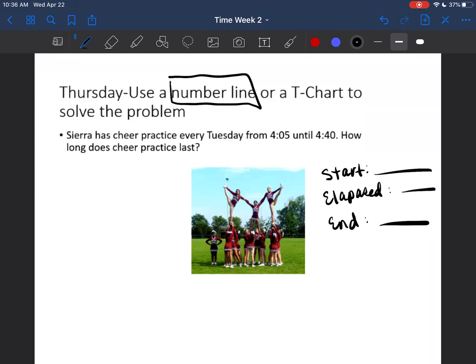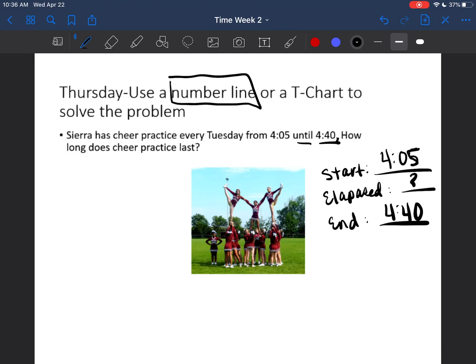Let's fill out this graphic organizer. Sierra has cheer practice every Tuesday from 4:05 until 4:40. How long does cheer practice last? Well, what is my start time? What time does Sierra's cheer practice start? It starts at 4:05 until 4:40. So that means that her practice is over at 4:40. So that's what I'm going to write in here. That is my end time. How long does the practice actually last?